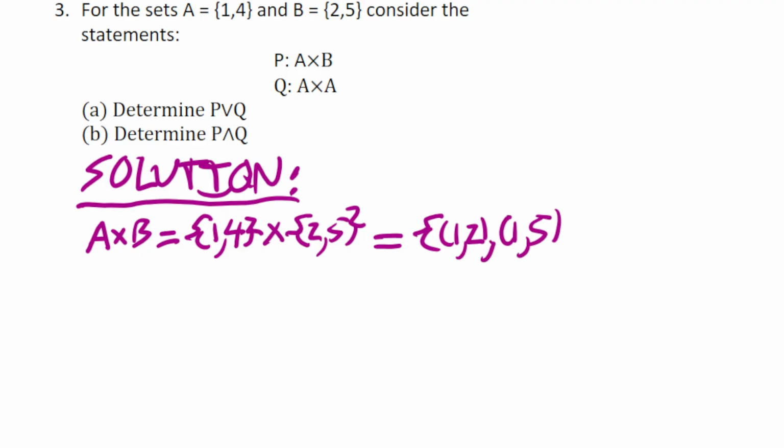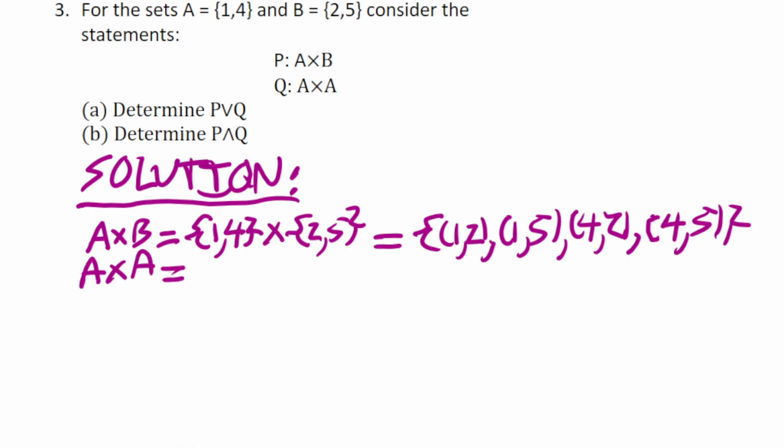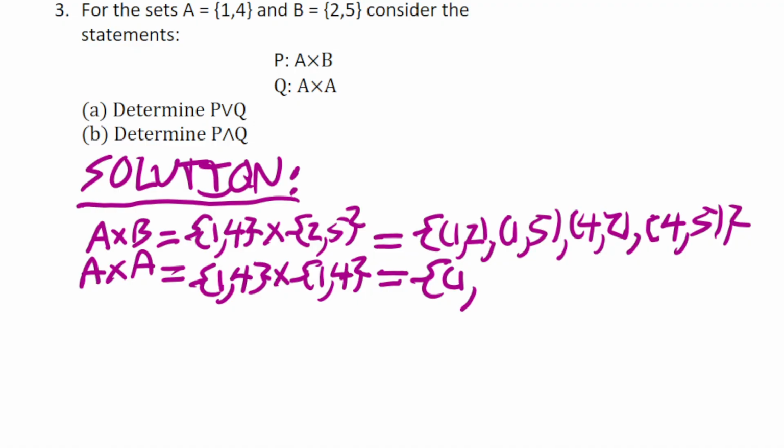These are the ordered pairs for the Cartesian product when you multiply the two sets together, then we'll find the other Cartesian product. And it's just the set A multiplied by itself. And that gives us this new set.